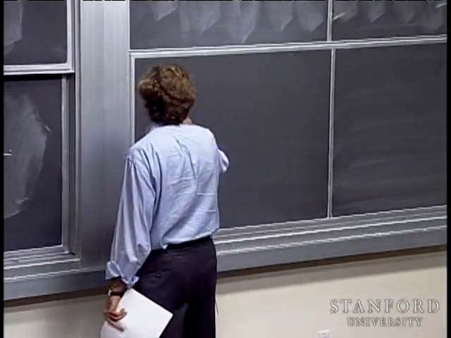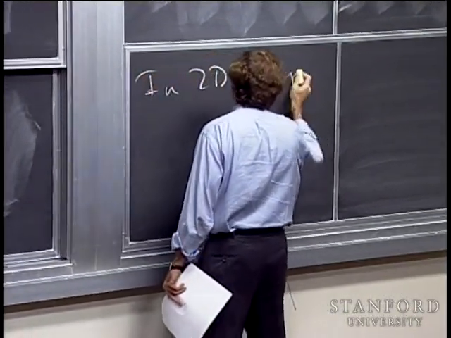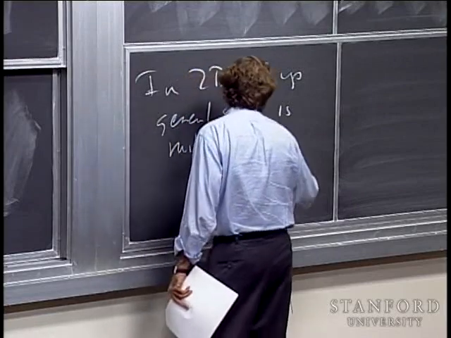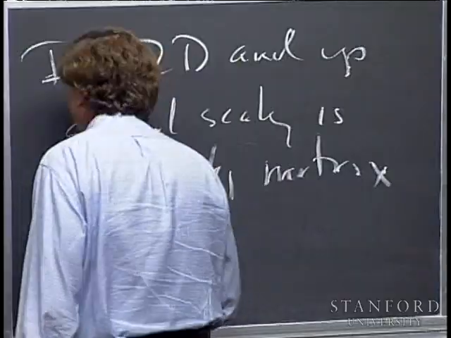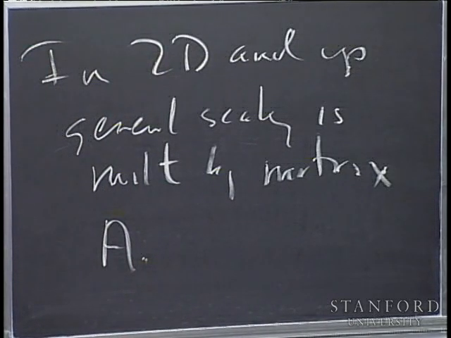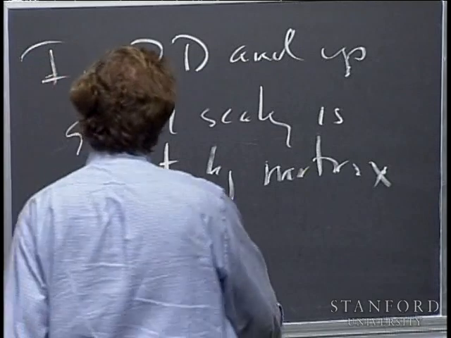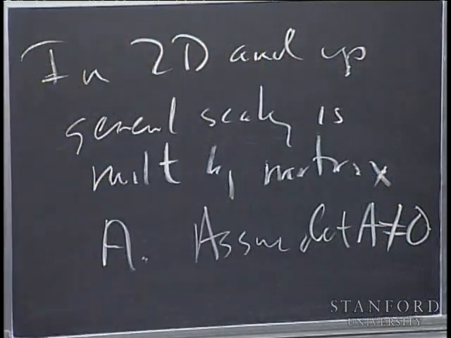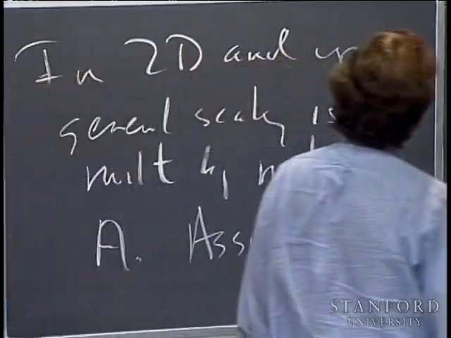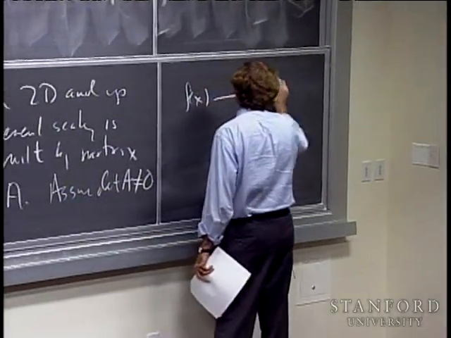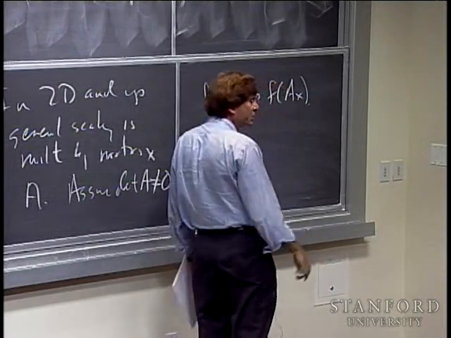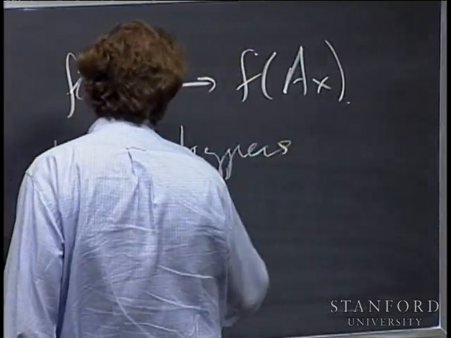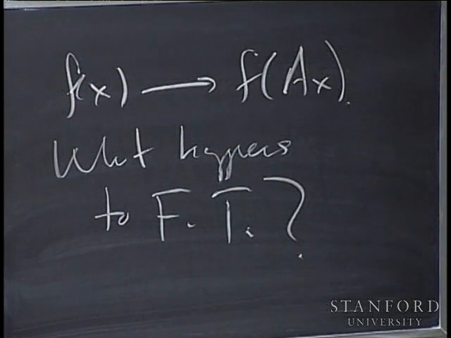So in 2D and up, a general scaling is multiplication by a matrix A, say. And I want to assume that A is non-singular, so there's no collapsing here. We'll assume the determinant of A is not zero. So in other words, f of x gets scaled to f of A times x. And the question is, what happens to the Fourier transform if you do this sort of scaling?